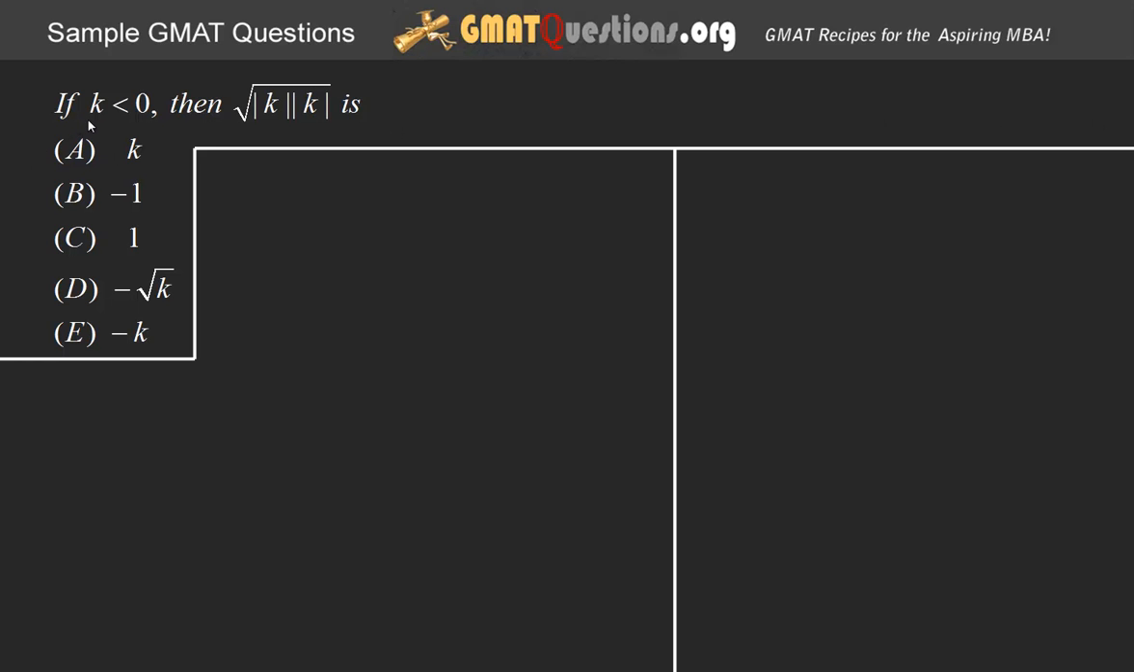If k is less than 0, then the square root of the absolute value of k times the absolute value of k is. There are two ways we can do these questions. The easiest way is to pick a negative number and work with that. The other way is just to use the definition of the square root and the absolute value. We're going to start by doing this mathematically.